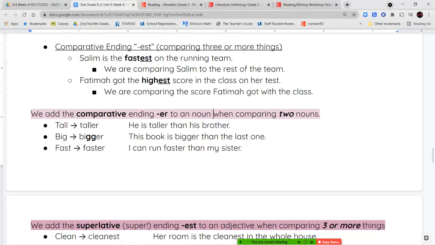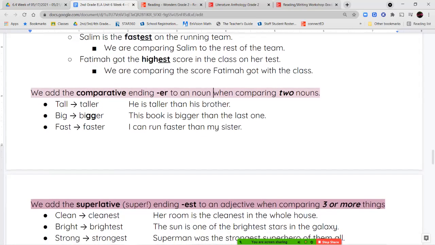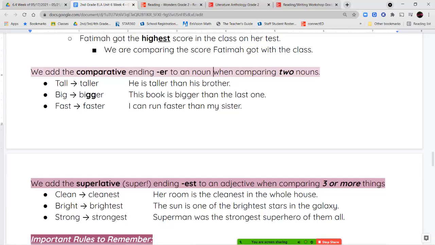So when we add the comparative ending ER or EST to a noun, we're comparing just two nouns for ER, and then we're adding, again, EST when we're comparing three or more nouns. So for ER, some examples: tall becomes taller, big becomes bigger, fast becomes faster, and that's when we're comparing one thing to one other thing. Something important to remember here, we're going to talk about in a minute, is that when I wrote the word bigger, I put two G's in here. So big usually only has one G, but when I wrote bigger, I doubled that final consonant, and then I added the ER ending.